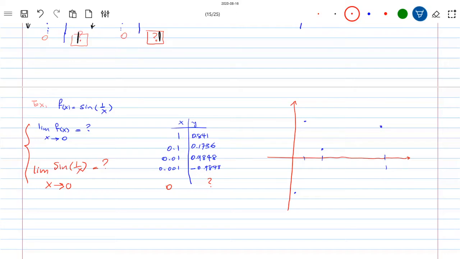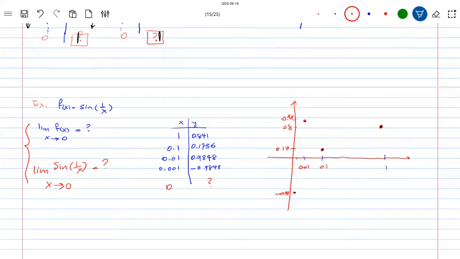And if you look at the pattern, what you get is this point. It's at 1 and 0.8. Let's say this is 0.8. If you pick 0.1, what do you get? The y value is 0.17. If you pick 0.01, the y value is 0.98. If you pick 0.001, you get this point, which is negative 0.98.